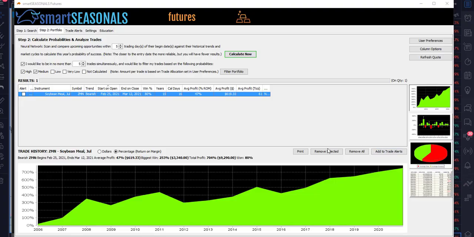Today's analysis takes us to soybean meal. Should be symbol ZM on most platforms, soybean meal. It is part of the soy complex. You have soybeans, soybean oil, as well as soybean meal. Now, soybeans is the more popular, more liquid contract, but we also pay attention to soybean oil and soybean meal.